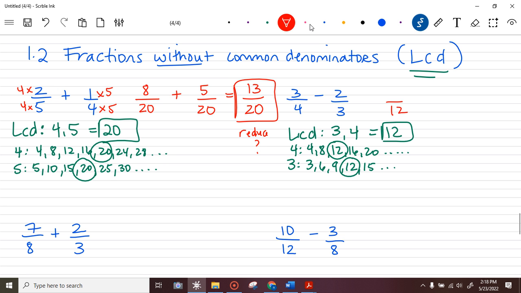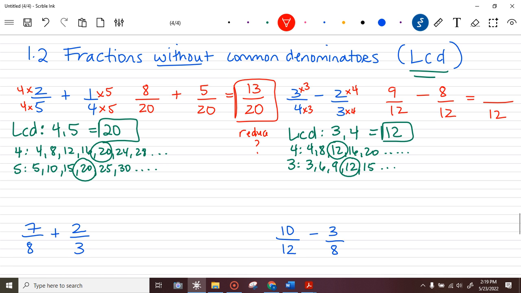So set yourself up. Here are your 12s. You know you need a minus now, because the problem is asking you to subtract. So again, now it's time to do the conversions. The 4 has to turn into a 12. How does that happen? We have to do a times 3. And whatever we do to the bottom, we do to the top. The 3 also has to turn into a 12, so we do that times 4. And then 2 times 4 is 8. Now we're back to the case where we have common denominators, 12 and 12.